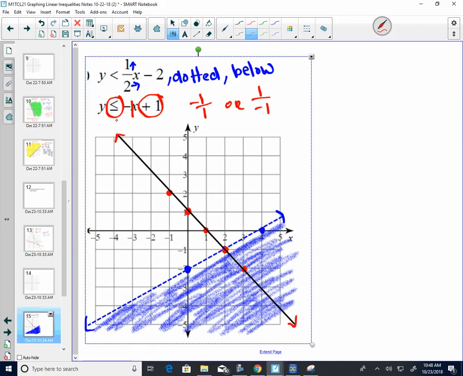And this symbol is not open towards the y. So again, it was a solid line because of the equal sign, and it's not open towards the y. So again, I have to shade below this line. So let's switch to red here. And below this line happens to be this way.